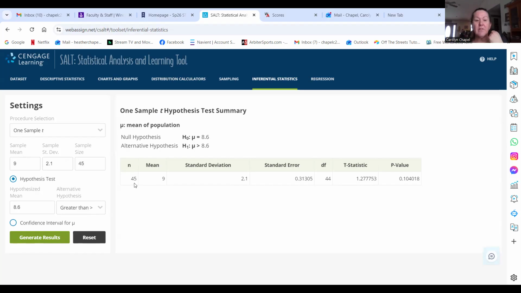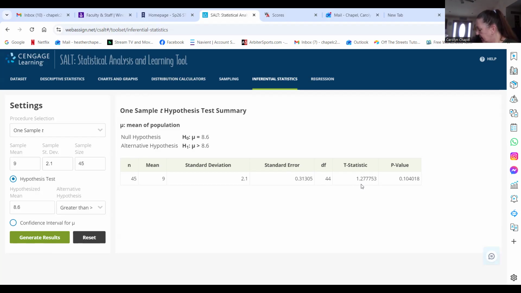I looked down here to find that my sample did have 45. It had a mean of 9, a standard deviation of 2.1. The standard error, that's going to be that 2.1 divided by the square root of 45. So that would be this number here. Our degrees of freedom, n minus 1. And here is our test statistic. So that is step number 3.